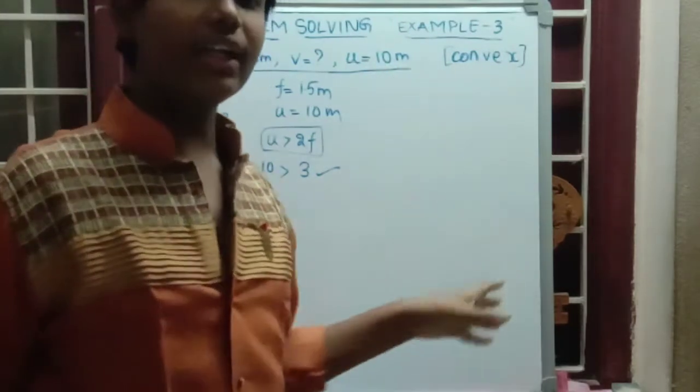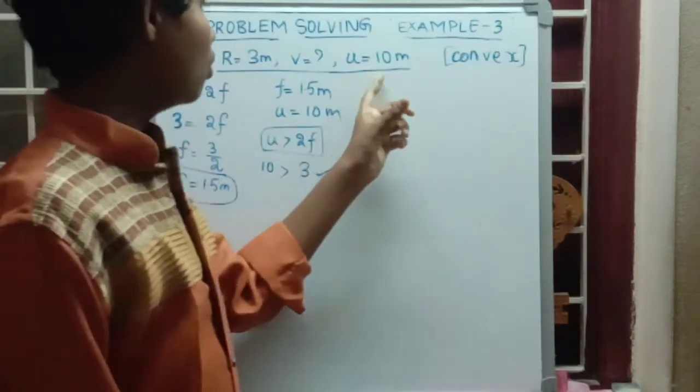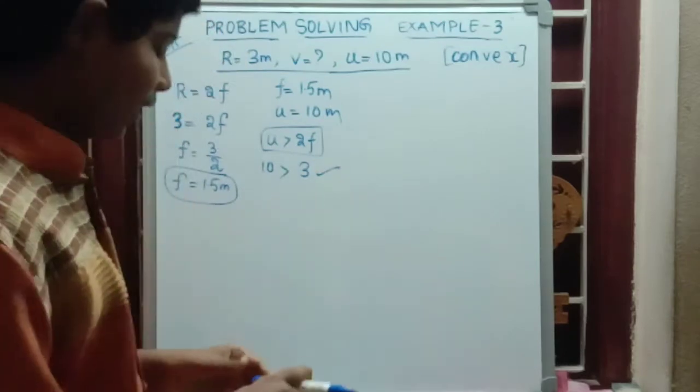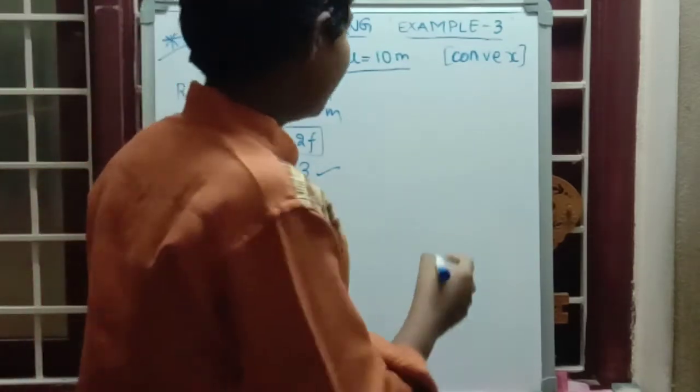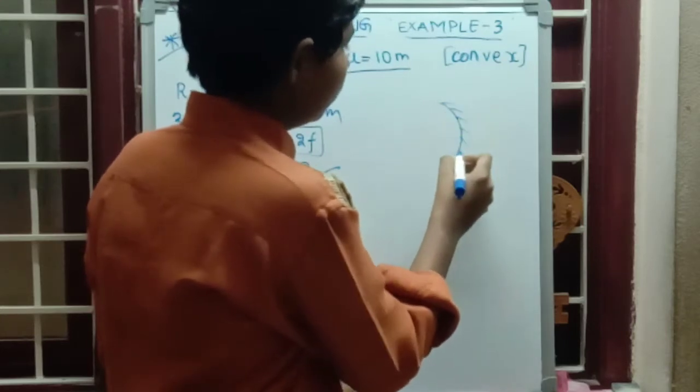In convex, when distance is given, there is only one ray diagram. In concave we have to take between C and F. Here only one ray diagram, and we have to take the image behind the mirror. U is greater than 2F gives a virtual and direct image. So let's draw the ray diagram.